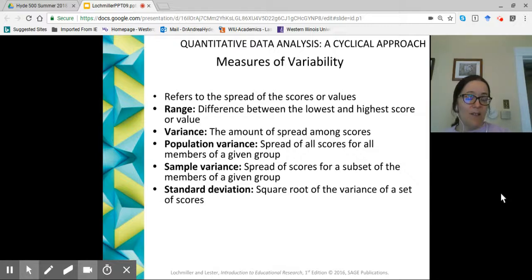And then moving on to a little bit more complex, a measure of variability. And so how far the scores move away from that average, from that middle. The measure of variability just refers to the spread of the scores or values. So if you plot them all out, what is the range, right? And how are they distributed?